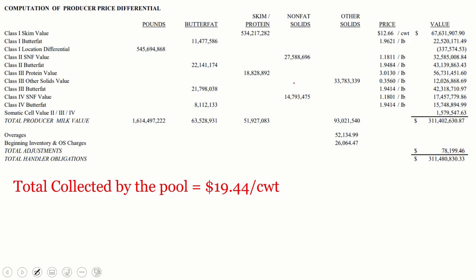And so the first thing that they report is how much total money was collected in the pool. And so this is the pool dollars for order 33. And that came out to be $19.44 a hundredweight. So basically what that is, if you add up everything that went on in the pool, what went out as class 1, what went out as class 2, what went out as butterfat, what went out as everything else, and then you put that all together, there's $19.44 that are in that pool.